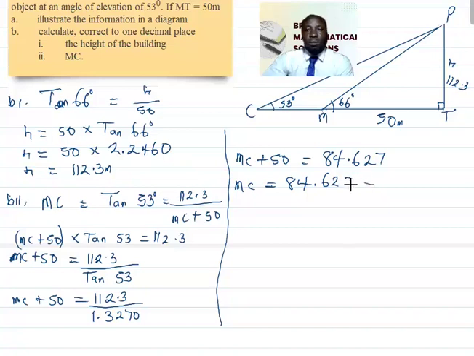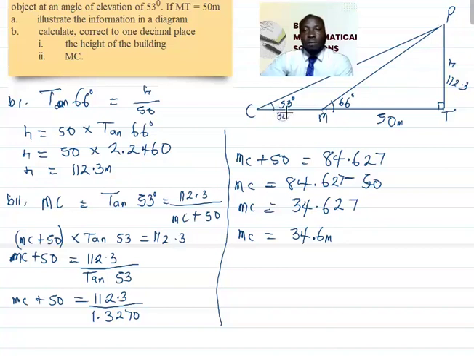So from here, MC equals 84.627 minus 50. So MC equals 34.627. So to one decimal place, MC equals 34.6 meters. This is meters as well.